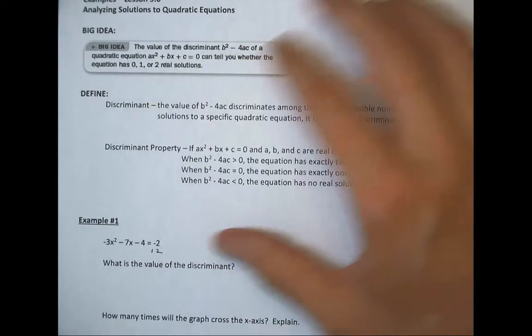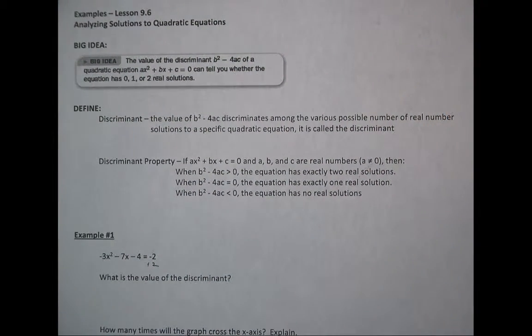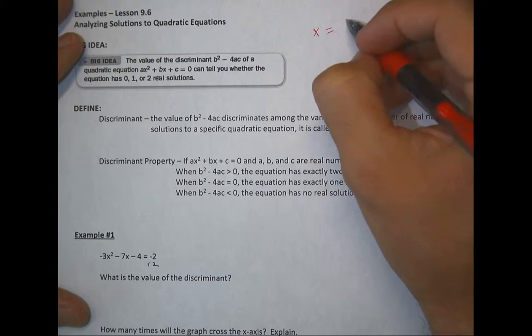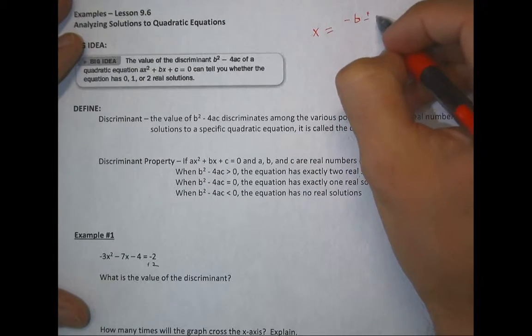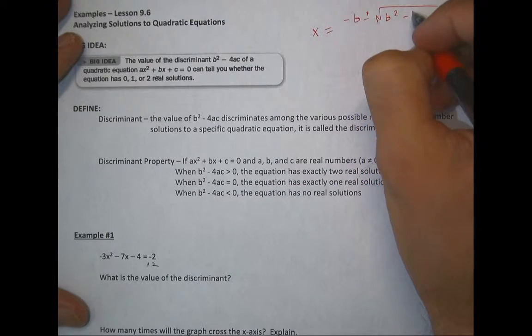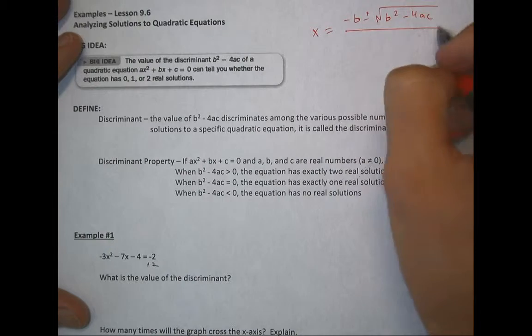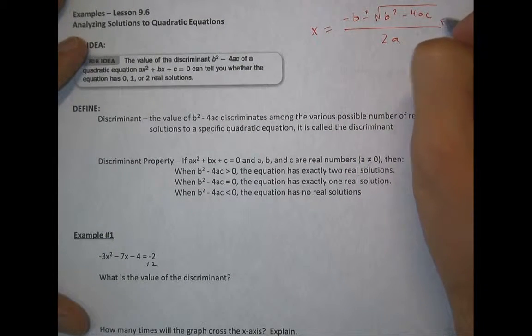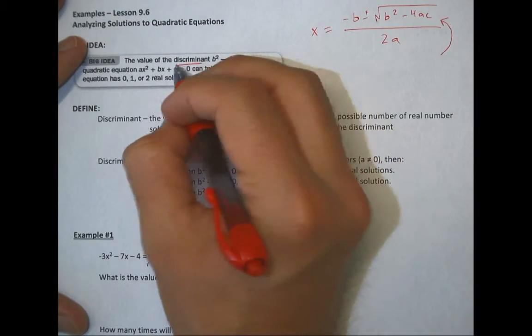Of one of these equations in this form, it can tell you whether the equation has 0, 1, or 2 real solutions. We already saw this in the last section, but now we're going to specifically start to analyze it. First things first, we need to remember what the quadratic formula looks like. It says x equals negative b plus or minus the square root of, and then here's the discriminant, b squared minus 4ac. And then all of that is over 2a. So let's make sure we know that this right here is the discriminant.